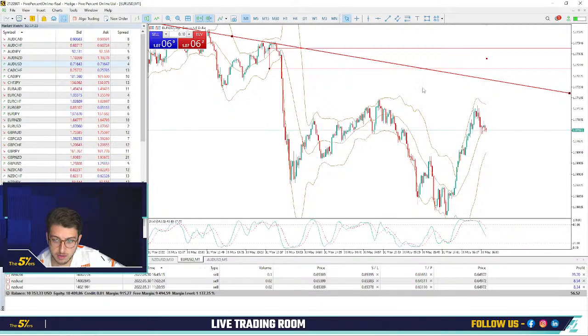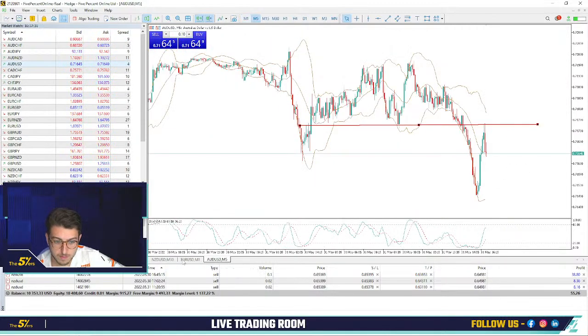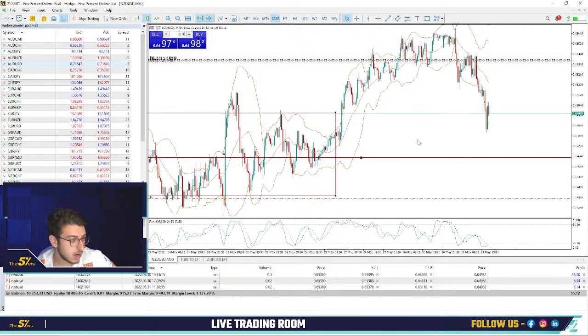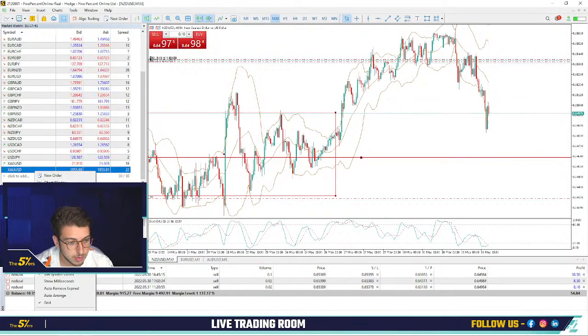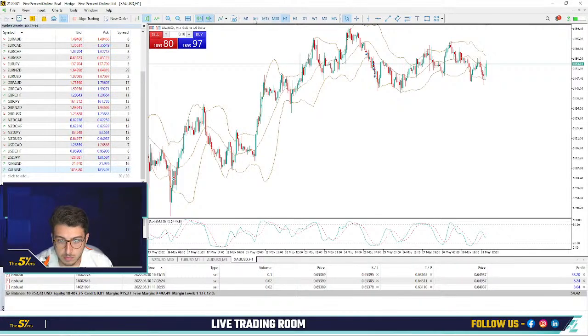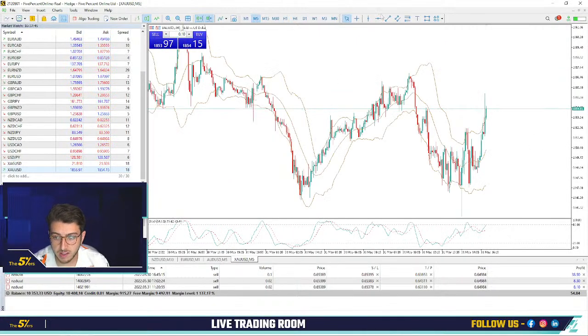Yeah, the euro dollar can still go below. It didn't break this spot. Okay, this is nice. This was an interesting scalp here. If I go back to gold, let's have a look at what's happening right now. Yeah, I expect the price to break above that spot.